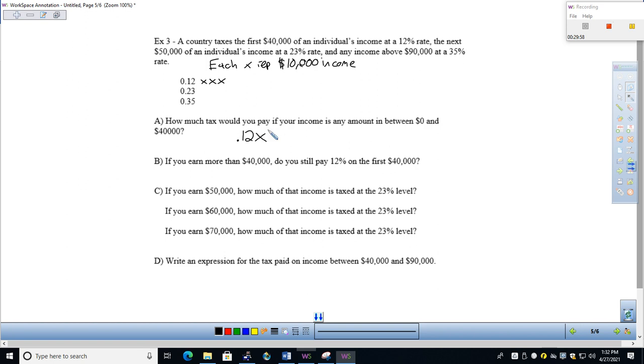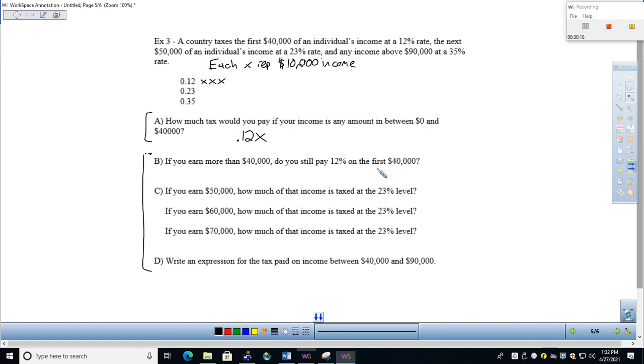Perfect. Now we go to part B. And in actuality, what I want you to do is just highlight that piece. And then, as a matter of fact, let's do these guys right there. Highlight that as well, because these next three go together. So, letter B. If you earn more than $40,000, do you still pay 12% on the first $40,000?